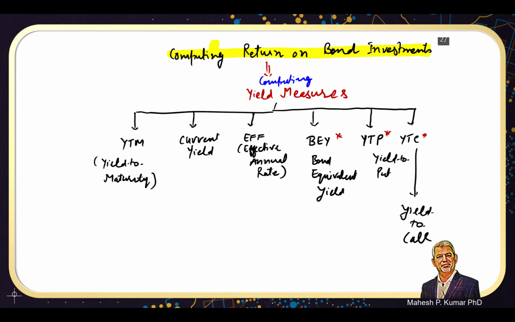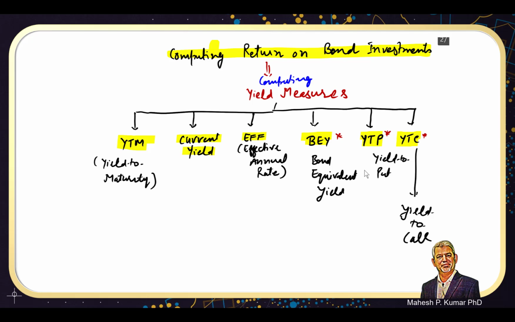Broadly speaking, there are six measures which are very effective, or very popular, I should say, and are measured and discussed often when you are a bond investor. First is YTM, that is your yield to maturity. Second, we will talk about current yield. Third is EFF, which is known as effective annual rate. And then we will also talk about BEY, bond equivalent yield, yield to put, and yield to call. So we have a lot to cover here.